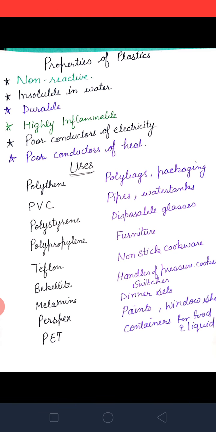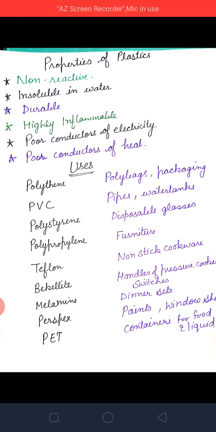They are poor conductors of heat. They don't allow electricity to pass through them. That's why handles of electrical appliances are made up of these kinds of plastic, so that we may carry them easily.